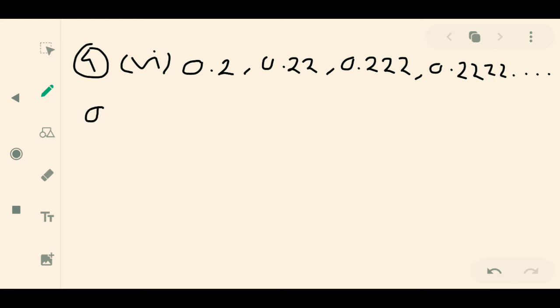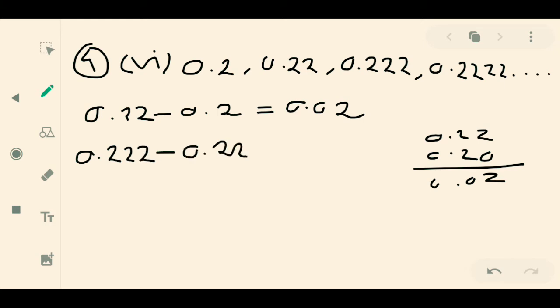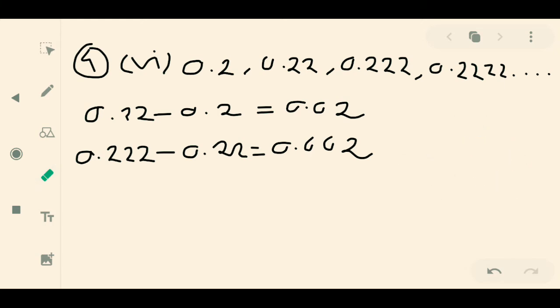So what I'll do is second term minus the first term. What will you get if you do this? 0.22 minus 0.2, you will get 0.02. Then third term 0.222 minus second term 0.22. Subtracting this, you will get 0.002. You can see the CD is not the same. So that means it is not in AP.